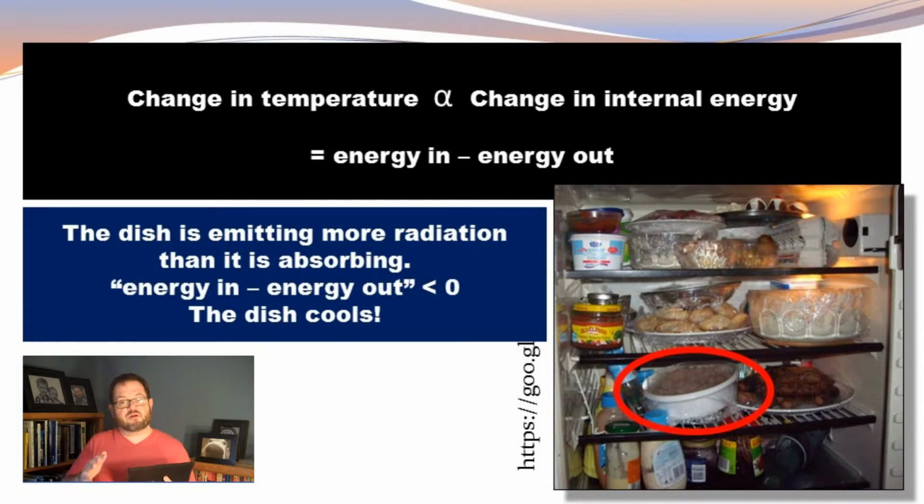That is, remember, from our basic understanding, we are having a decrease in the amount of internal energy in that pot, and the change in temperature is proportional to that change in energy. So if the change of energy in that pot is negative, apparently the temperature trend is negative. The dish is going to be cooling.